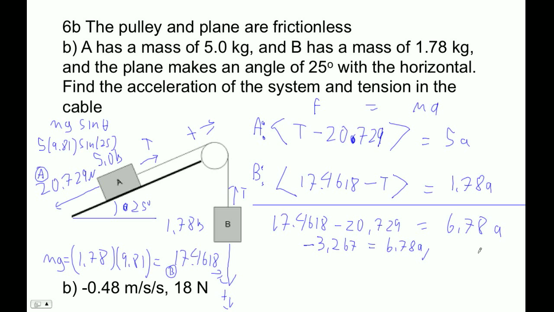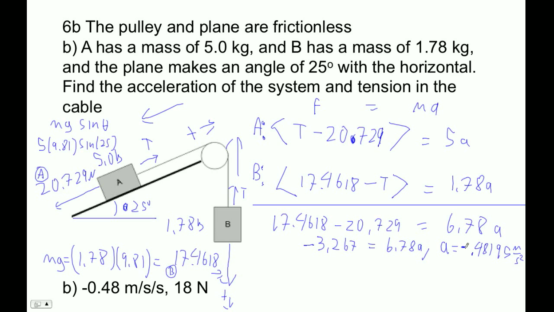I get negative 0.481, negative 0.48195 meters per second squared. So it accelerates down, this thing accelerates down negatively, right? So actually it's accelerating up. The direction of acceleration is that way and this way. And that's because although this is on an inclined plane, it's a frictionless plane, and it's got so much more mass that even when you multiply by the sine of 25, that number is bigger than this number. Should have seen that coming, right?